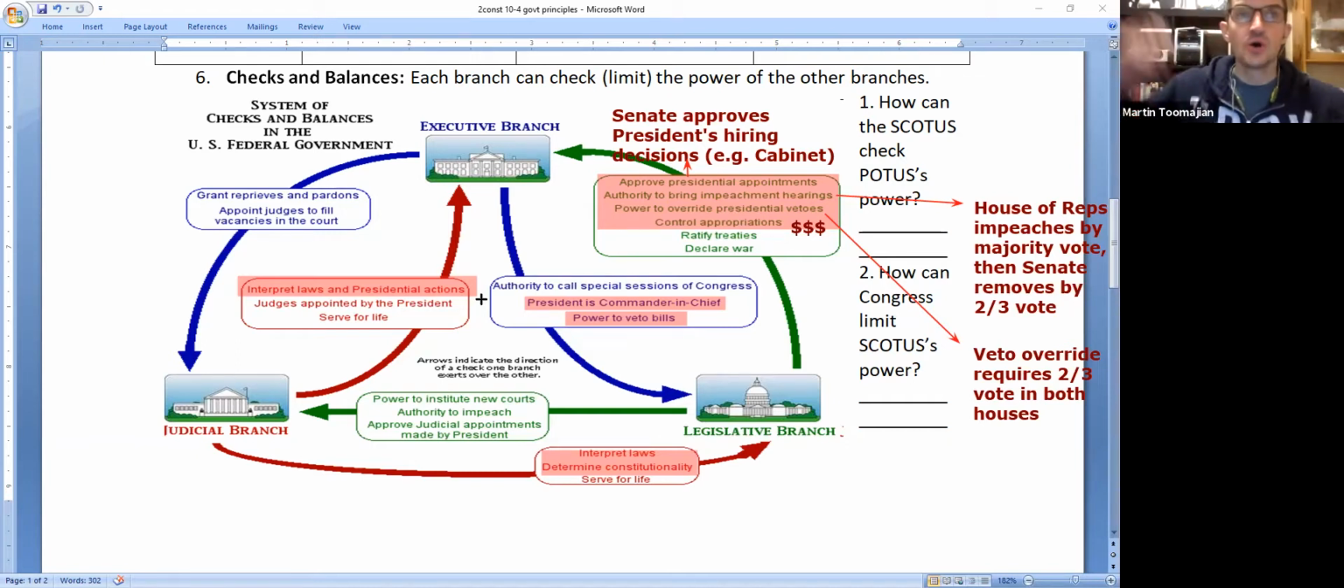Article 3 branch, the Supreme Court can say to Congress, this law that you passed is unconstitutional. Therefore, no more law. It can't be enforced. That's the biggest thing that the Supreme Court can do to Congress. The Supreme Court can declare laws unconstitutional. Up here, same thing. The Supreme Court can declare laws enforced by the president and actions taken by the president to be illegal or unconstitutional. That's how they check the president. That's how they check the Congress.